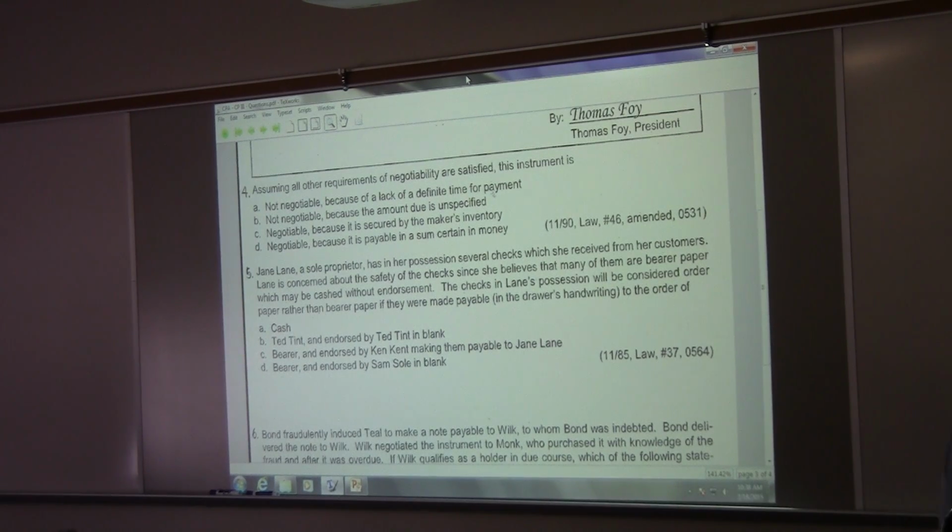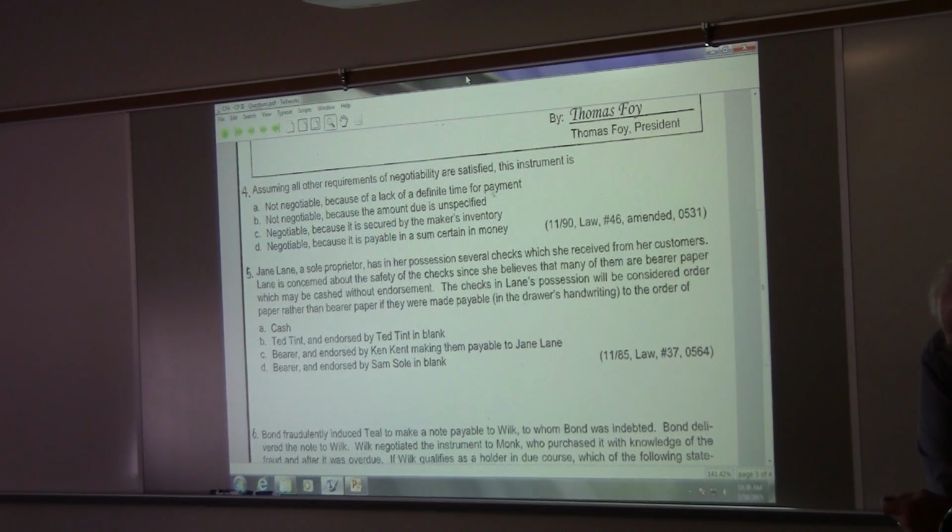Question number 5. Kelsey and Brandon. Jane, a sole proprietor, has in her possession several checks which she received from her customers. Jane is concerned about the safety of the checks since she believes that many of them will bear a paper which may be cashed without endorsement. The checks in Jane's possession will be considered order paper rather than bearer paper and will be made payable to cash. Kelsey, that makes no sense at all. Brandon, you agree? Mm-hmm.